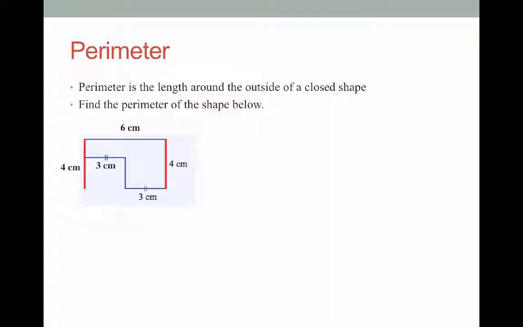So when I want to find the perimeter of the whole shape, I'm going to add all my numbers together, 6, 4, 3, 3, and 4, and that's going to give me my perimeter of 20 centimeters.